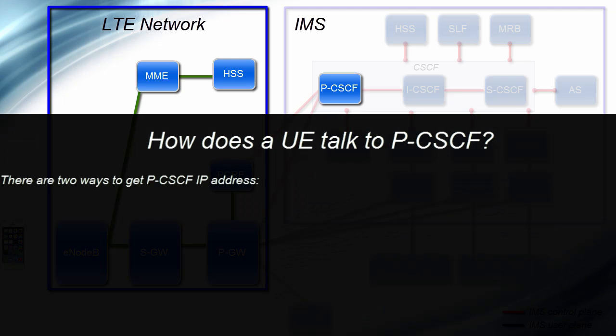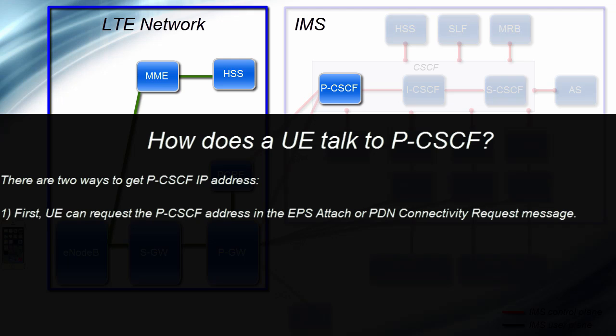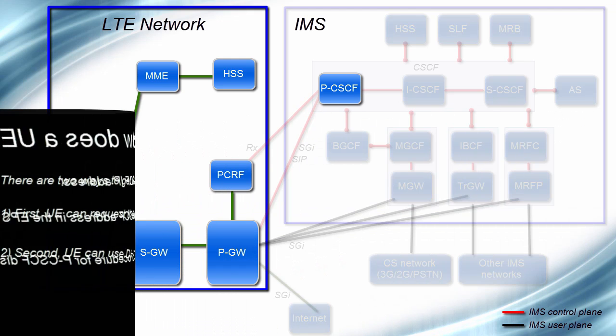There are 2 ways for a UE to get the IP address of the P-CSCF. First, the UE can request the P-CSCF address in the EPS attach or PDN connectivity request message, and the PDN gateway will send the P-CSCF address to the UE in the PDN connectivity accept message. Second way is, the UE can use the DHCP procedure for P-CSCF discovery. In this case, the PDN gateway acts as a DHCP relay agent, relaying DHCP messages between the UE and the DHCP server.